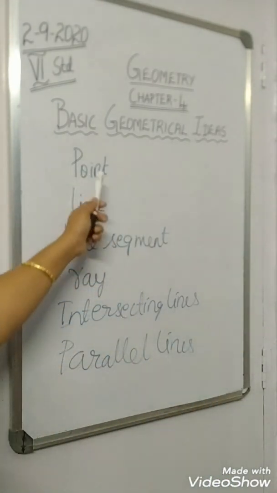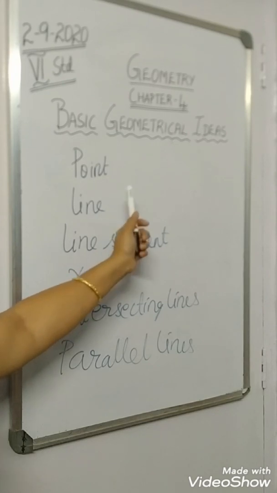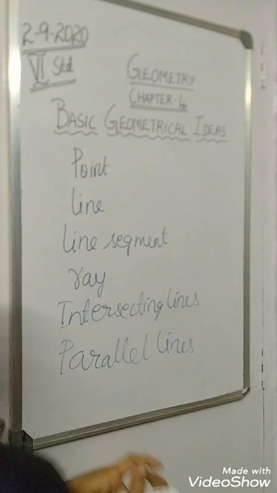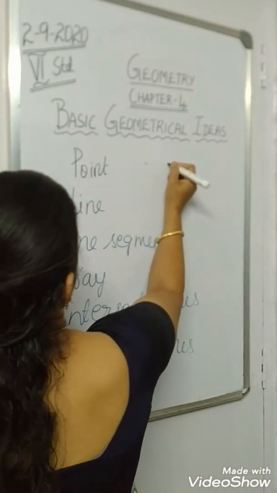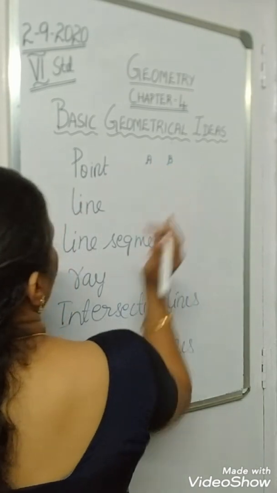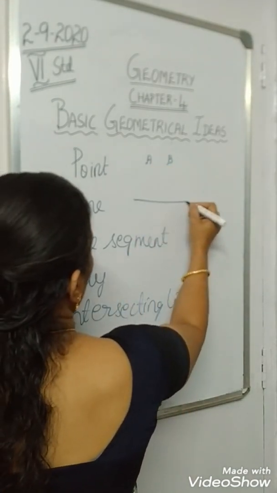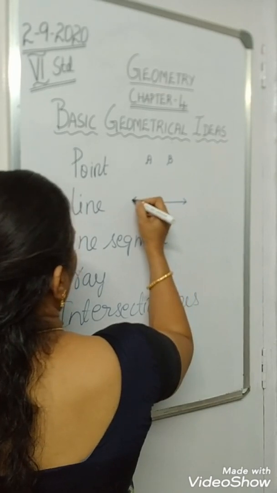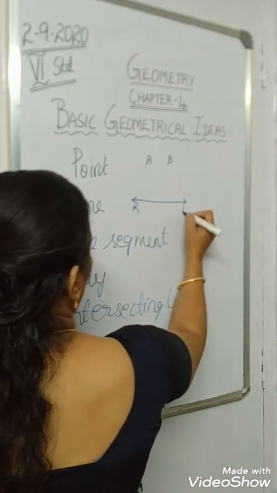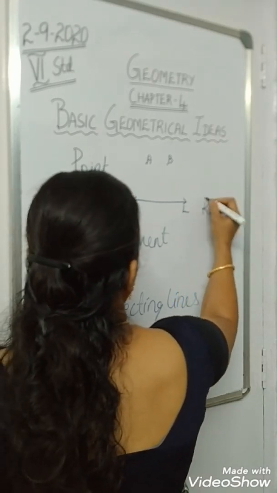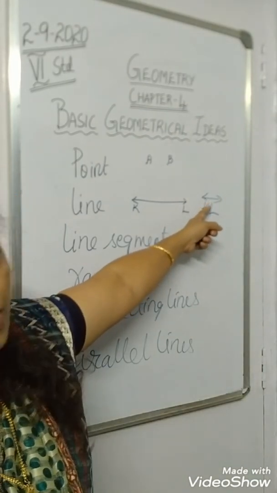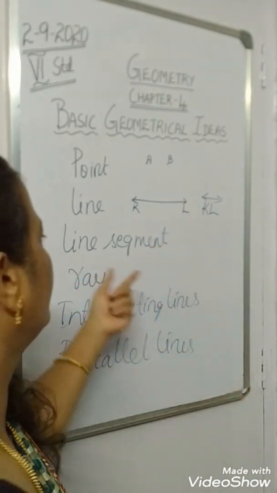So we learnt about point. Yes, a point which determines a location. It is indicated like this. A is a point, B is a point. Now line, it has both the sides arrow mark. So we can write it as KL. If it is KL, KL is a line. By looking into the symbol, we should be able to find out what that means.